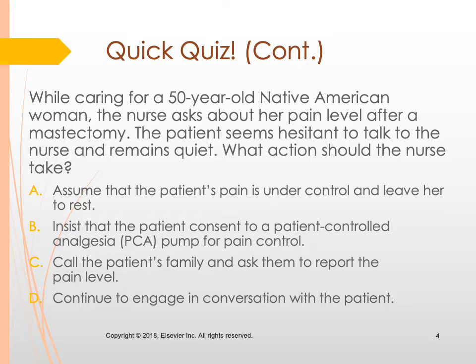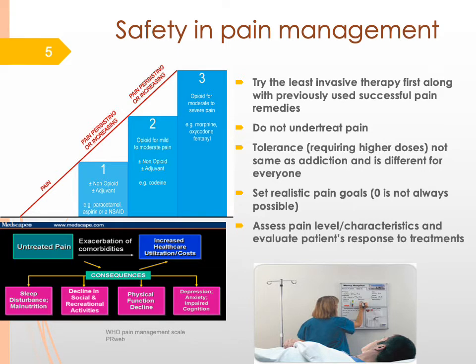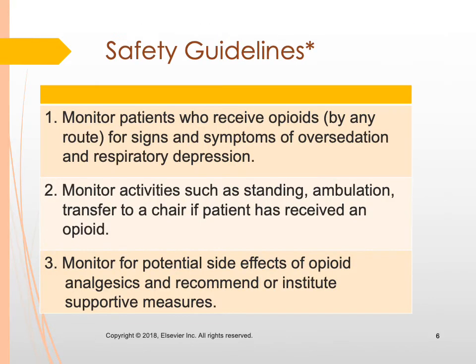So we need to let the patients know that it is important. Pain has effects on other body systems, so we need to make sure that the pain is properly taken care of. So, safety and pain management. We talk safety guidelines. We want to monitor patients who receive opioids for signs and symptoms of oversedation and respiratory depression.